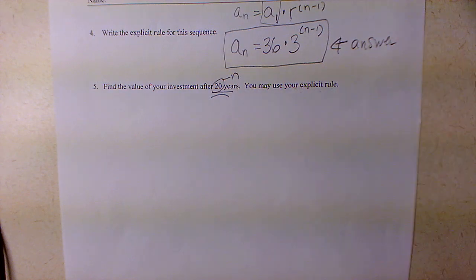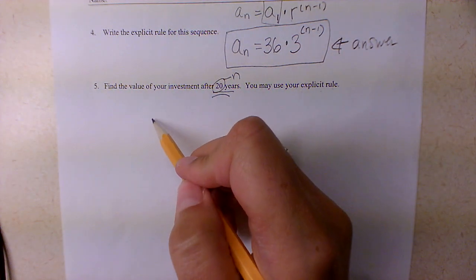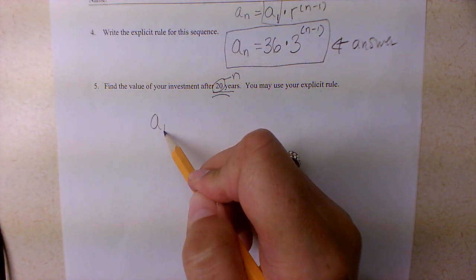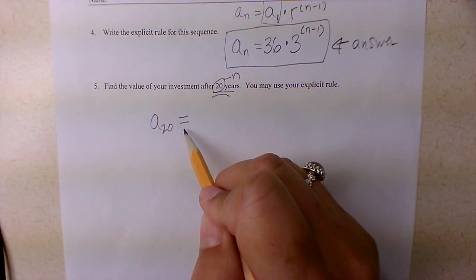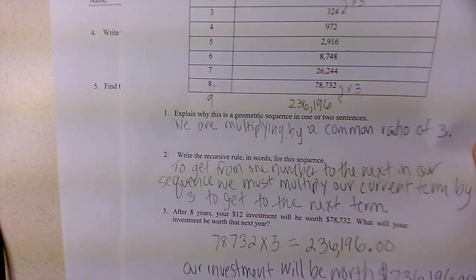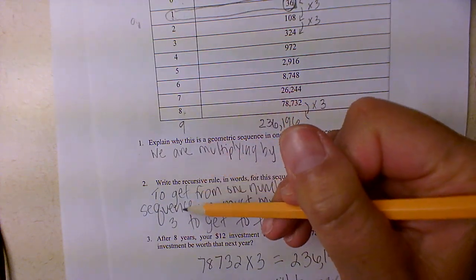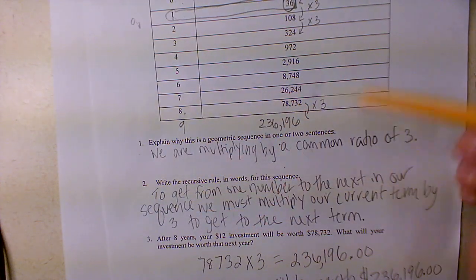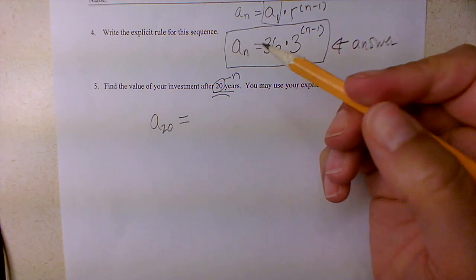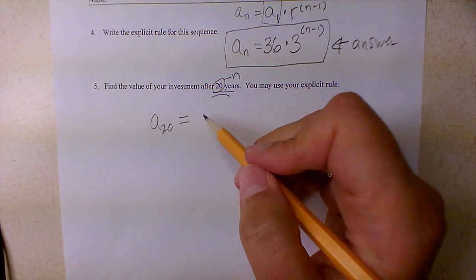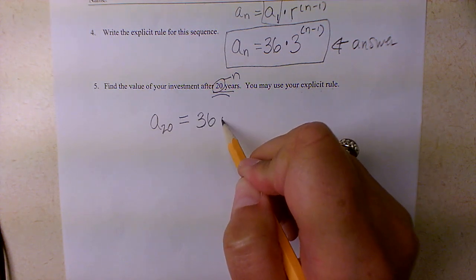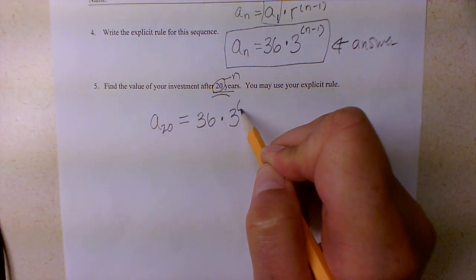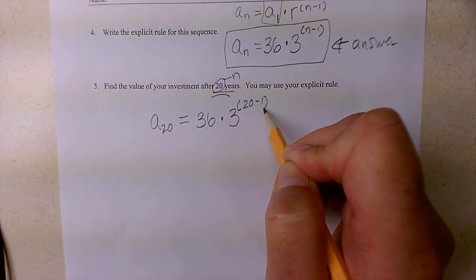Please notice how I'm annotating these numbers. So I have my a sub 20, equal, so I'm looking for the 20th year. If I was going to go on my table all the way down to 20 to see how much it's worth, that's what I'm doing. But I don't want to go and do it on my table. I want to use my rule. So it's going to be a sub 20 equals 36 times 3 raised to the 20 minus 1.